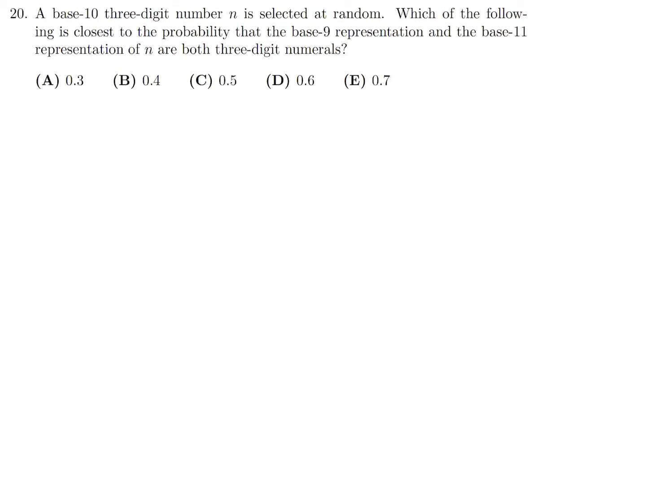A base 10 three-digit number n is selected at random. Which of the following is closest to the probability that the base 9 representation and the base 11 representation of n are both three-digit numerals?